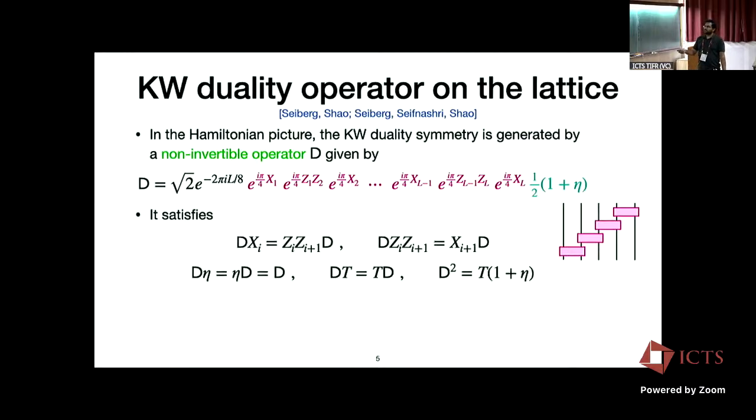You can also compute its algebra. It implements the Kramers-Wannier duality as we want. And it satisfies these fusion rules, which are exactly what you see in the continuum, except for this extra factor of translation here. That's some new feature on the lattice. But other than that, it's like the standard Kramers-Wannier duality in the continuum.